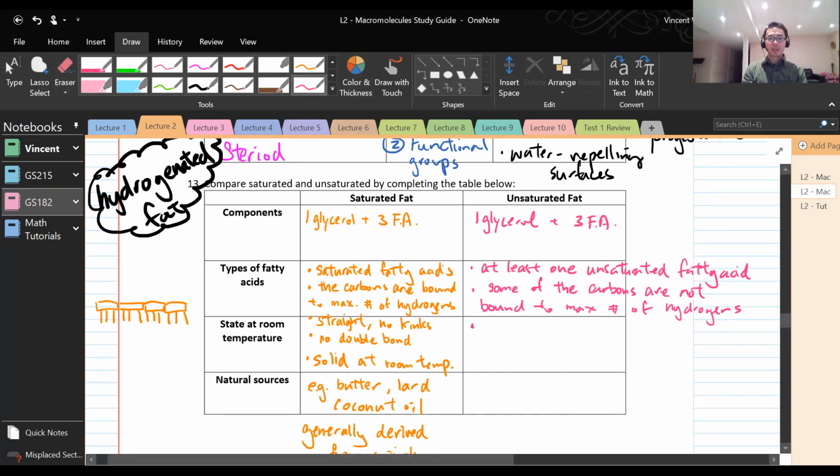Yes, can't believe it's not butter, because it's not. So this, rather than straight, is going to contain kinks, maybe more than 1 kink. Okay, some double bond.